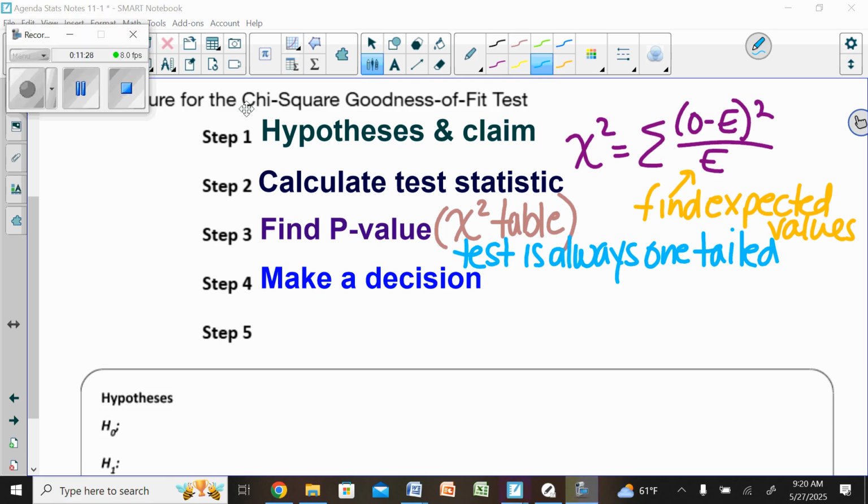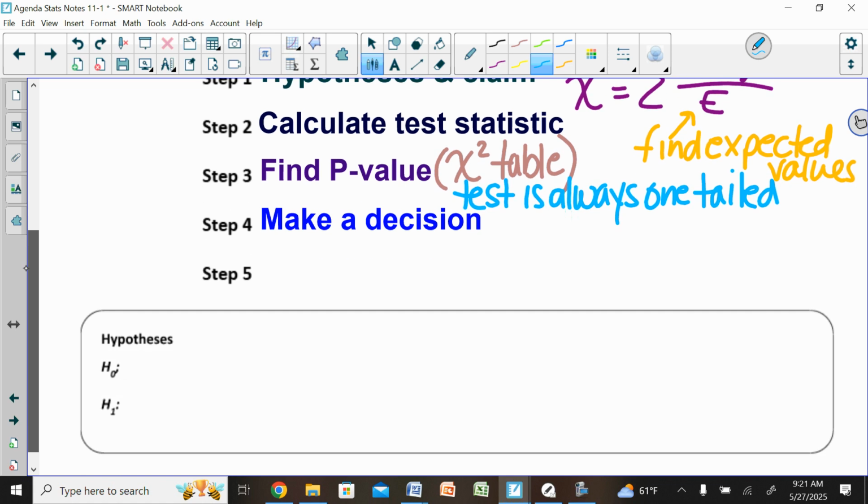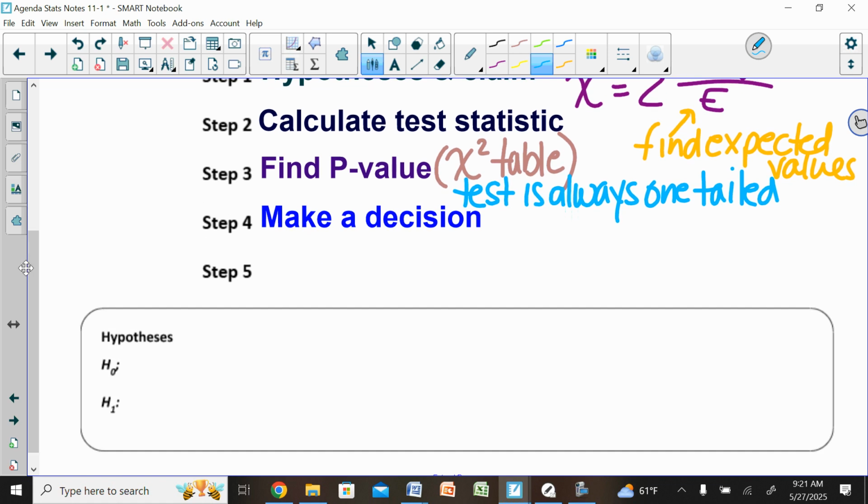So when we make our decision, we're going to compare our p to our alpha. Do not worry about alpha over 2. I'll write down as well: if p is less than or equal to alpha, reject. If p is greater than alpha, do not reject.